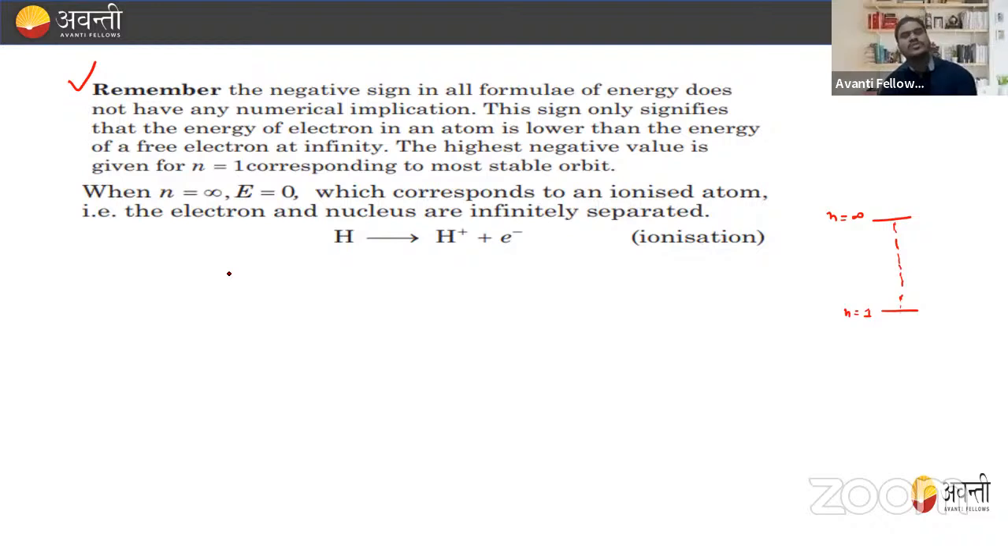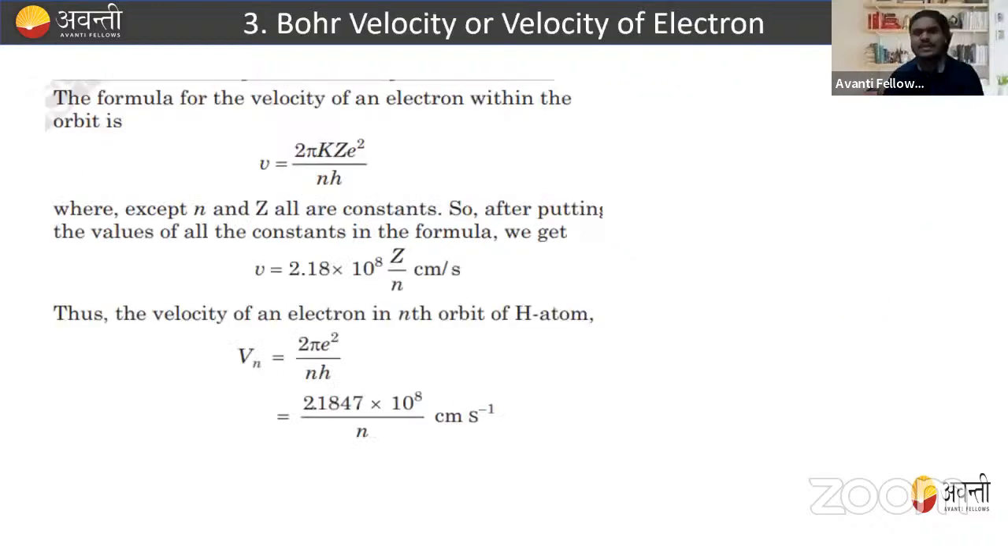It means when n is equal to infinity, E automatically becomes 0, which corresponds to an ionized atom, that is, the electron and nucleus are infinitely separated, and there is no force of attraction between the nucleus and the outermost electron. So this negative sign basically represents how the electron and nucleus are attracted to each other. If you want to remove this electron, you have to give energy equal to the negative energy, right? So this is the significance of the negative sign.